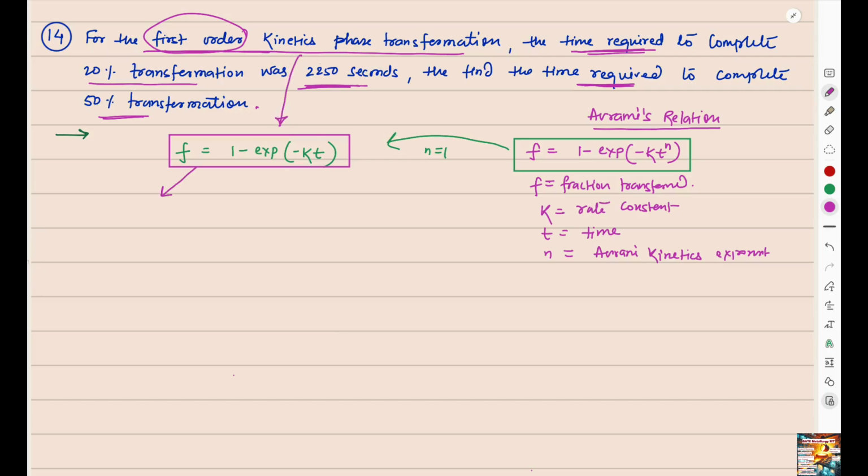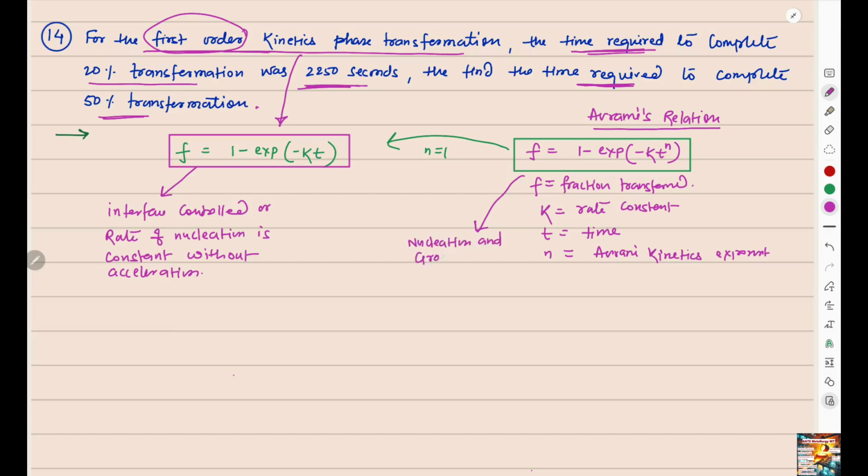For more clarity, this is interface controlled, or the rate of nucleation is constant without acceleration, whereas Avrami kinetics is used for nucleation and growth. In this case, the rate of nucleation and growth changes over time. So now we will solve the question.